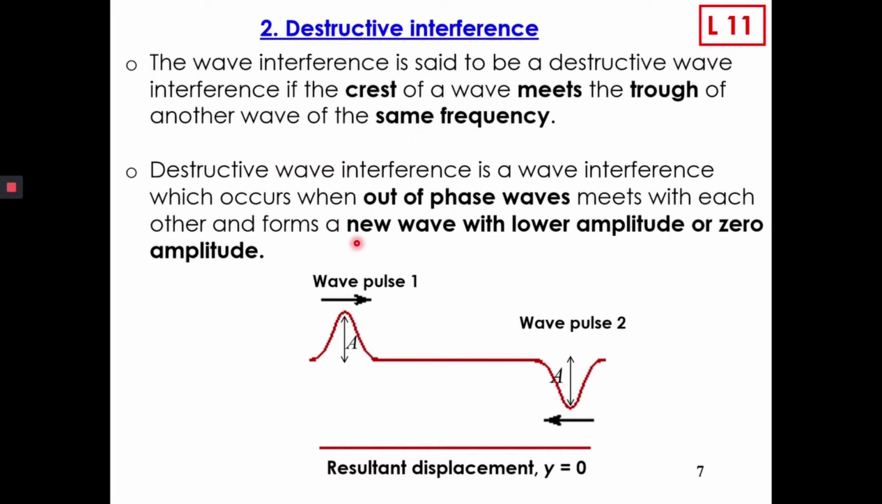So the first wave is a crest, meeting the second wave, which is a trough. When the crest of the first wave meets the trough of the second wave, as a result, the new wave will have zero amplitude. When the resultant wave has zero amplitude, the interference is said to be destructive interference.